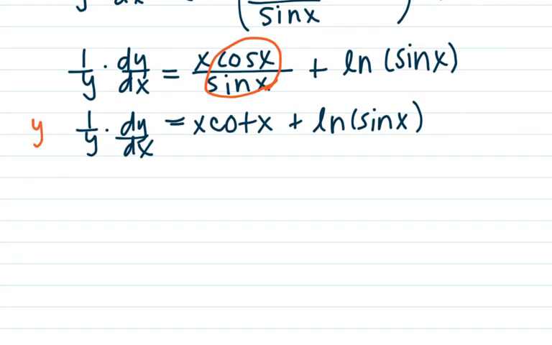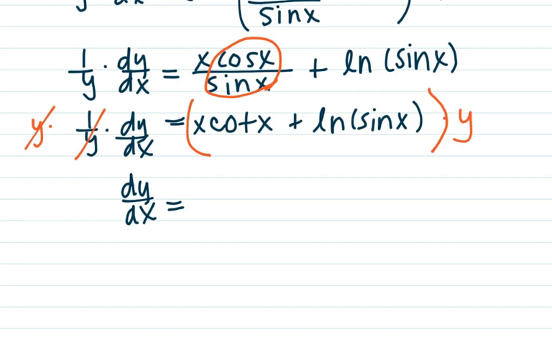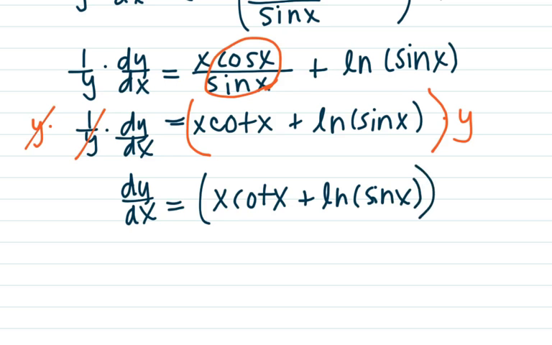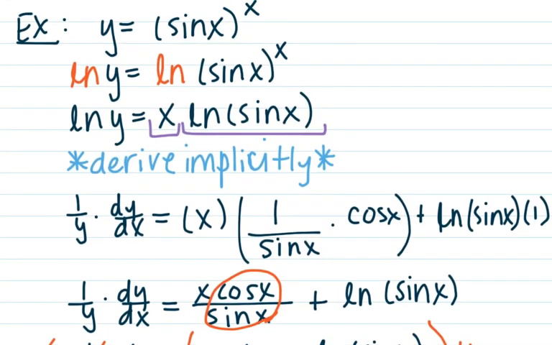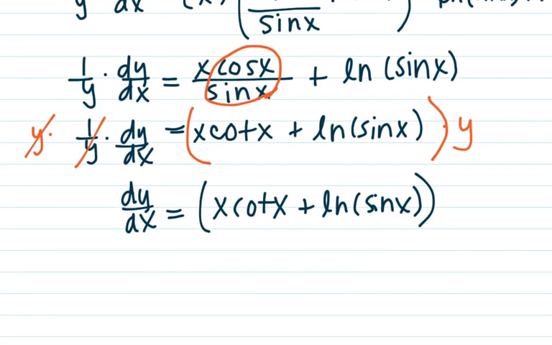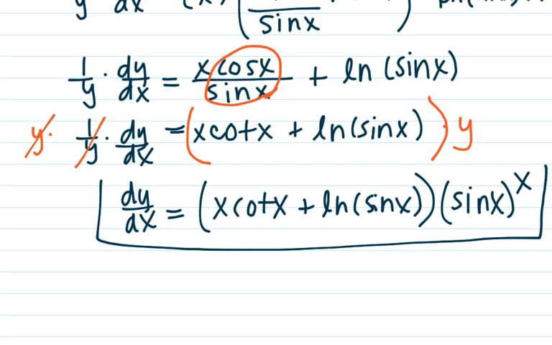You can obviously combine some of these steps if you feel comfortable. Now I'm going to do that final part where I multiply by y on both sides so that I can solve for dy dx. And make sure when we do that, we're really multiplying this whole giant thing. So I'm going to get x cotangent x plus natural log of sine of x, all multiplied by y, where y is sine of x to the x power. Alright, and that's as pretty as it's going to get.